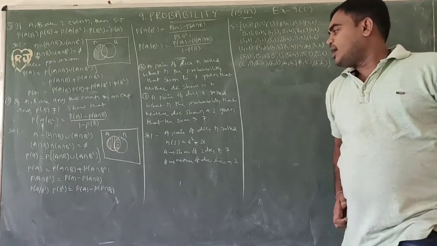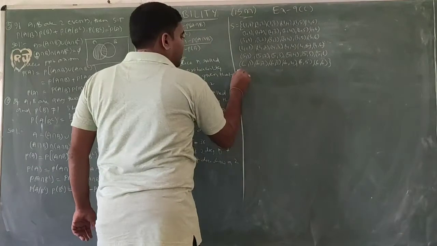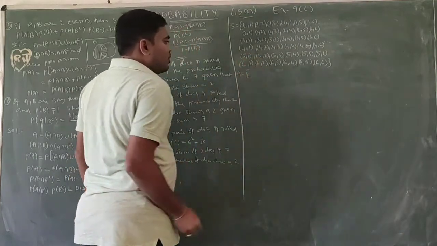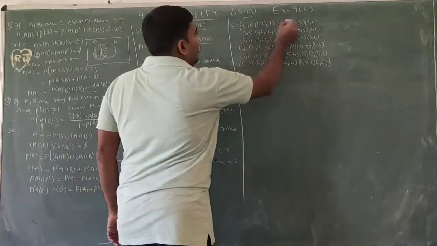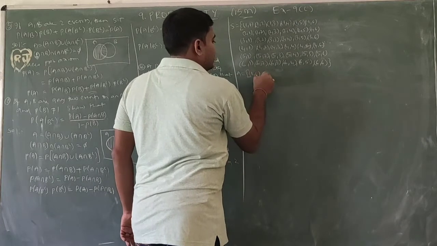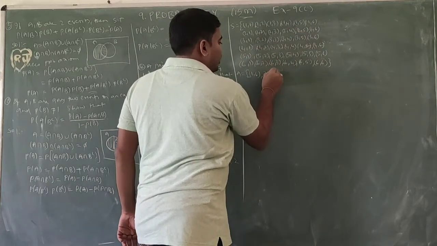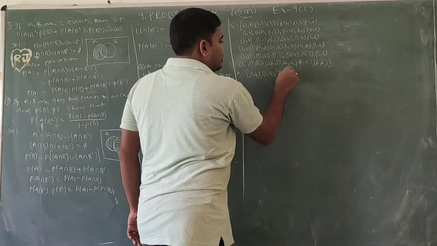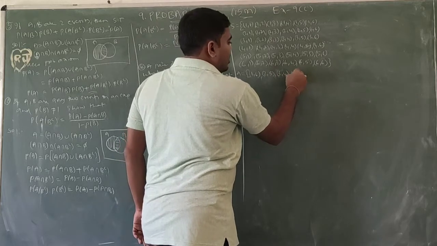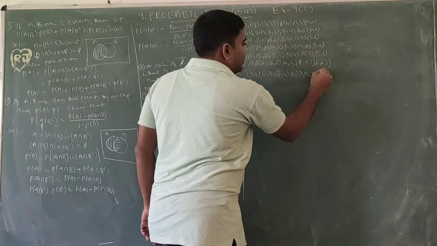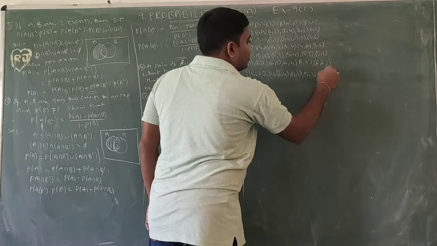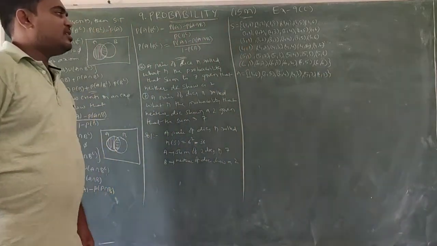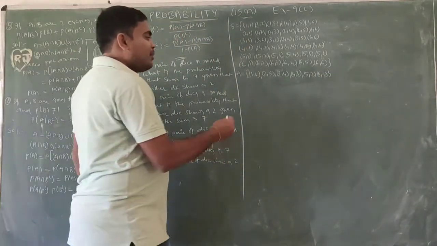Now I want to take the possibilities of A. Sum 7: 1 plus 6 is 7, 1 6; 2 plus 5 is 7, 2 5; 3 plus 4 is 7, 3 4; 4 plus 3 is 7; 5 plus 2 is 7; 6 plus 1 is 7. So these are the 6 choices for A. Now I am taking B.